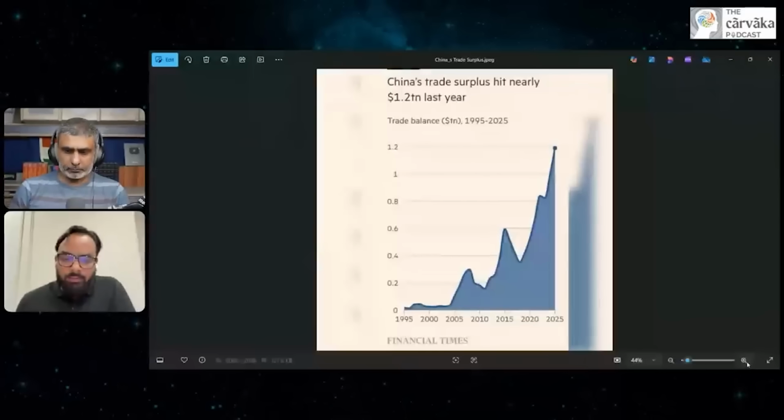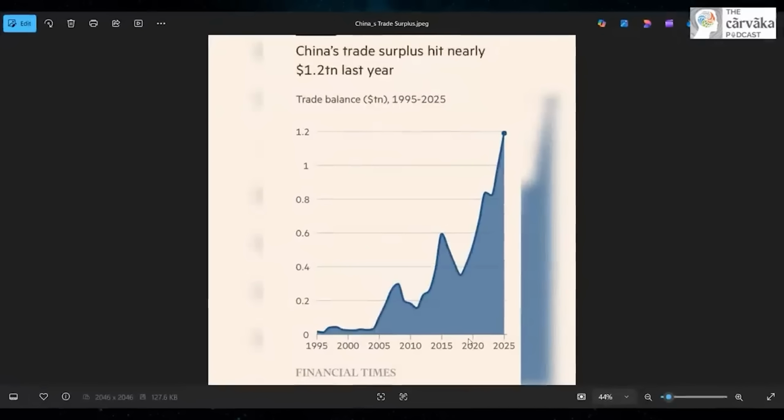ठीक है. Now, the second reason why Trump is actually going for a tariff war is because the US has a $1 trillion trade deficit with the world, whereas the Chinese have a $1 trillion trade surplus with the world, 1.2 trillion in 2025, and it's gone from a couple of 200 odd billion in 1995 to 1.2 trillion in 2025. That is what manufacturing does to your economy. If you start manufacturing at the right time, this is what happens to the economy.